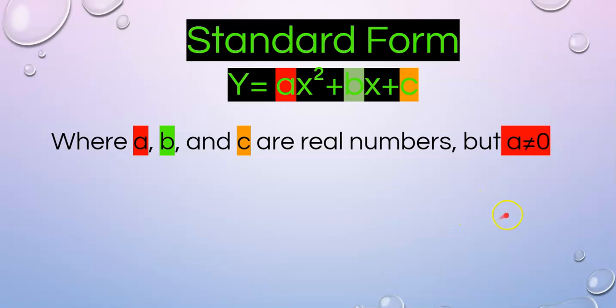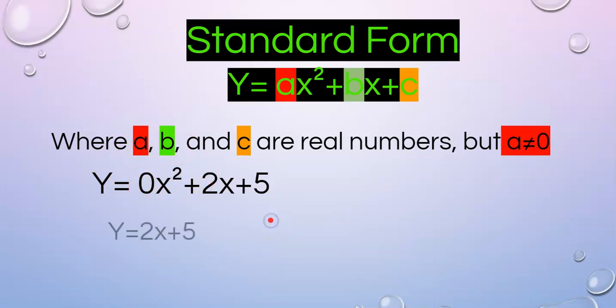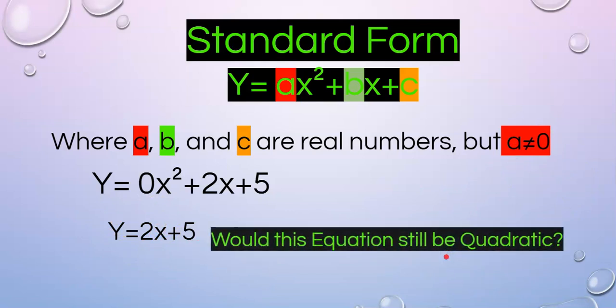Well, let me show you. So if I substitute 0 in for a here, watch what happens to this a term, or watch what happens to our highest exponent. That's right, it disappeared. Since the highest exponent is no longer 2, this wouldn't be quadratic. So if a was ever 0, then it wouldn't be a quadratic equation. Therefore, that is why a cannot equal 0.